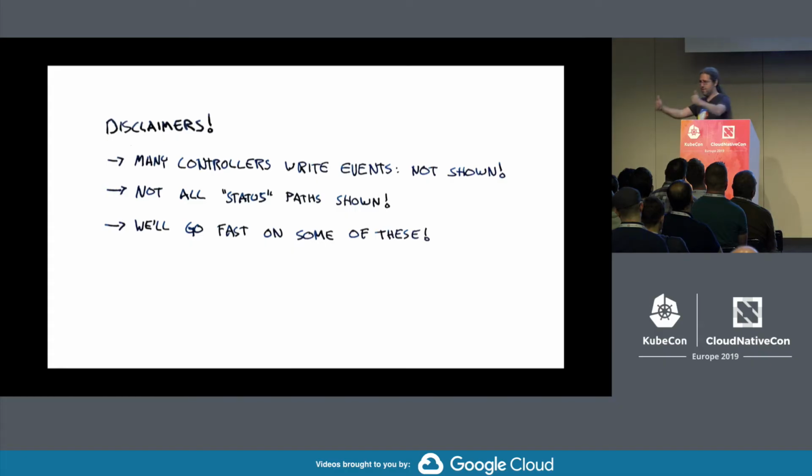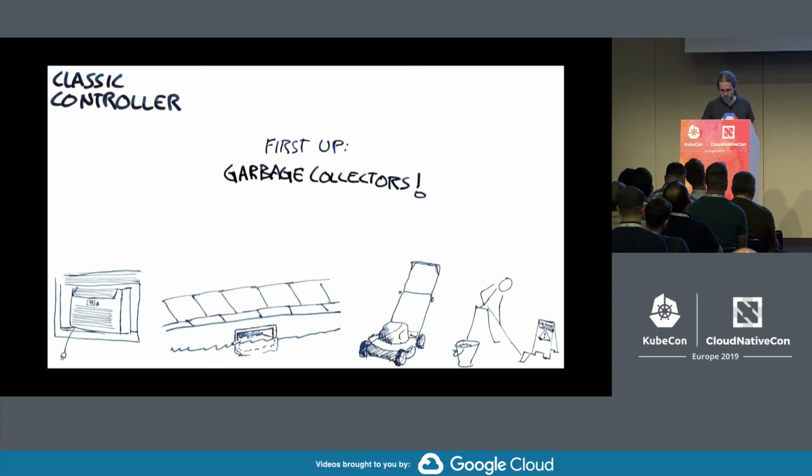Let me give you just a few disclaimers before we dive in. Many controllers write events. If you've used Kubernetes, you know what events are. I'm not going to show that on the slides. It makes everything really messy. Likewise, many controllers have some way of writing status. Sometimes I showed it because it's important, sometimes I didn't. If you need to know more, you can always go read the code or the API. I'm going to go fast on some of these controllers, and slower on others, depending on whether I think it's instructive or interesting.